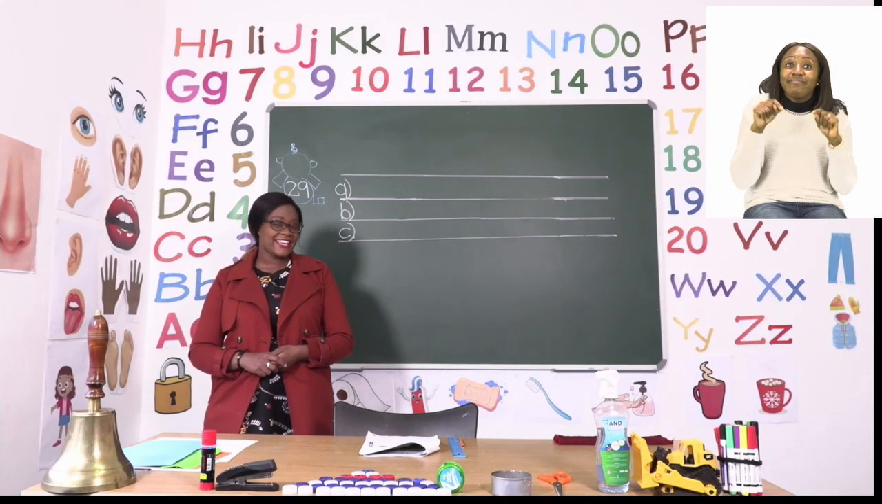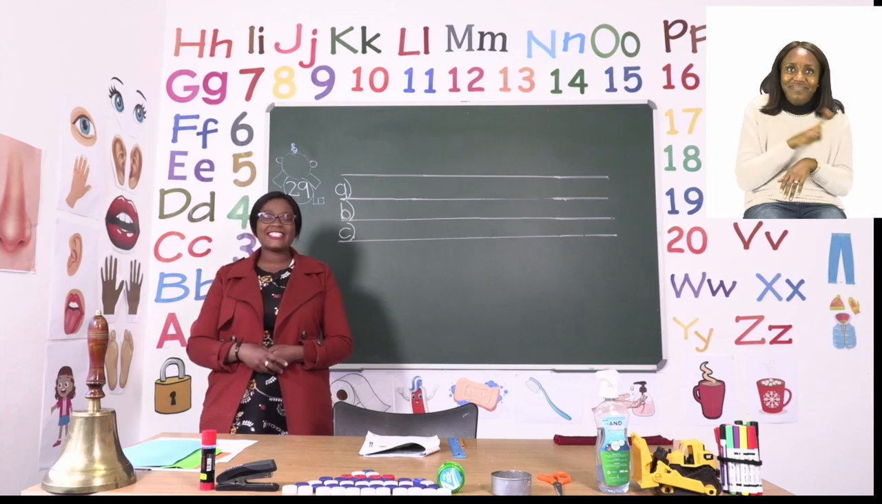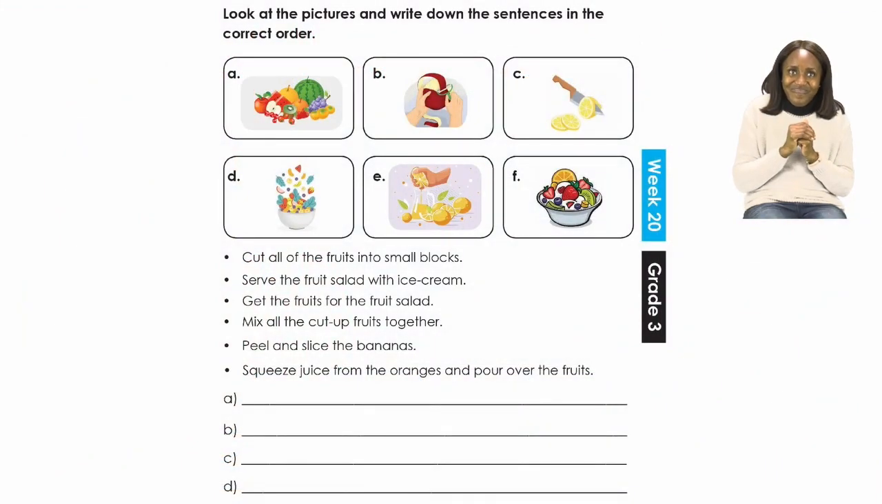Now, boys and girls, for our next exercise, let's all turn to page 29. On page 29, we're going to look at the pictures and do some sequencing. Now, this is all about how to make a fruit salad. Delicious. So, Ndeshi is going to make a fruit salad for her family. And it's going to be our job to look at the pictures and write down the sequence by sentence and in the correct order. We're only going to do A, B, and C together.